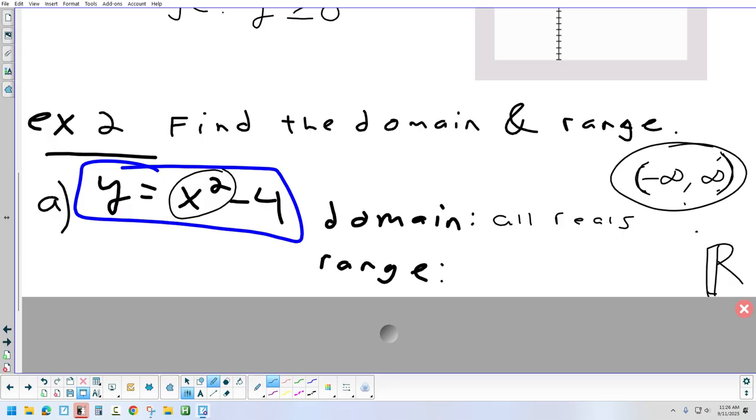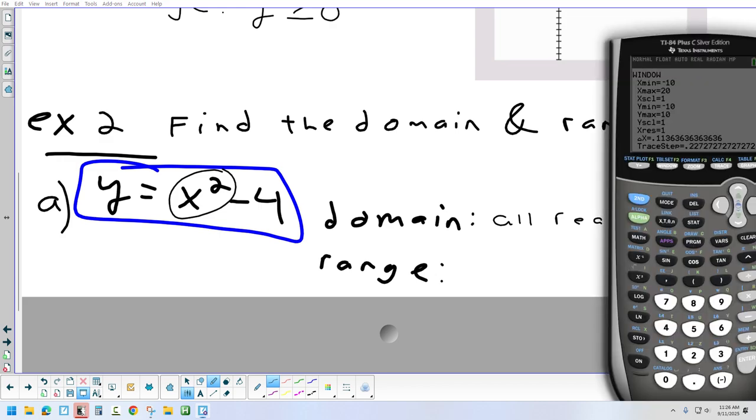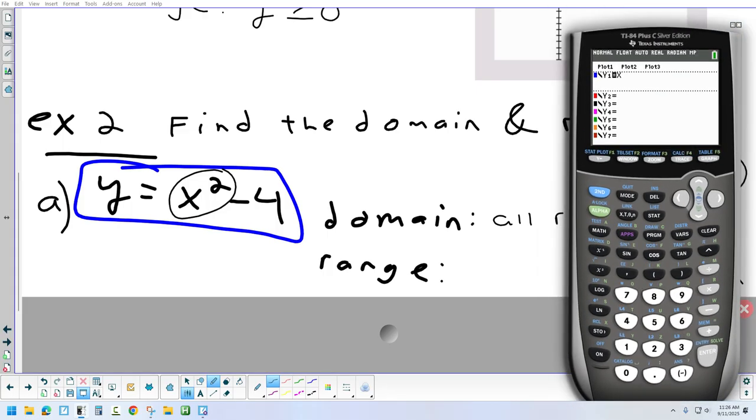All right, so let's look at the range. So x squared minus 4. Let's type in x squared minus 4. Again, we'll do zoom 6 just to reset it. Do you think that's a good window? Yeah, it's perfect. It's supposed to be a parabola. I can see the whole parabola. And what's important is I can see the bottom of it.